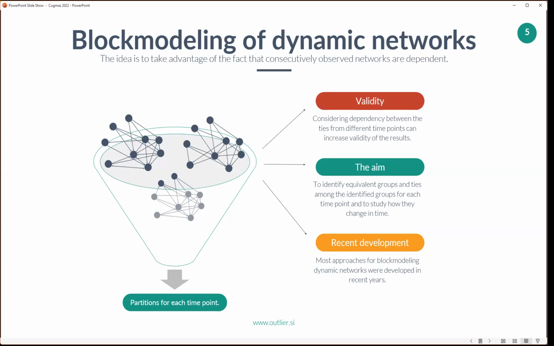And it is believed that considering dependency between these ties from different time points can increase the validity of the results. But the aim of block modeling is the same as in the case of separate block modeling, which is to identify equivalent groups and ties among the identified groups for each time point. And further, you can also study how they change in time.